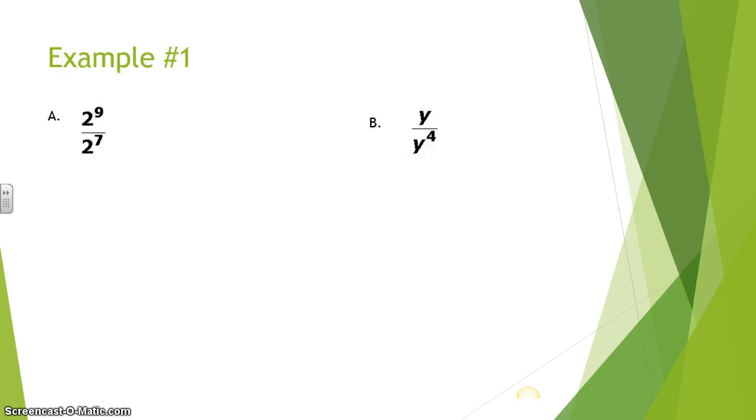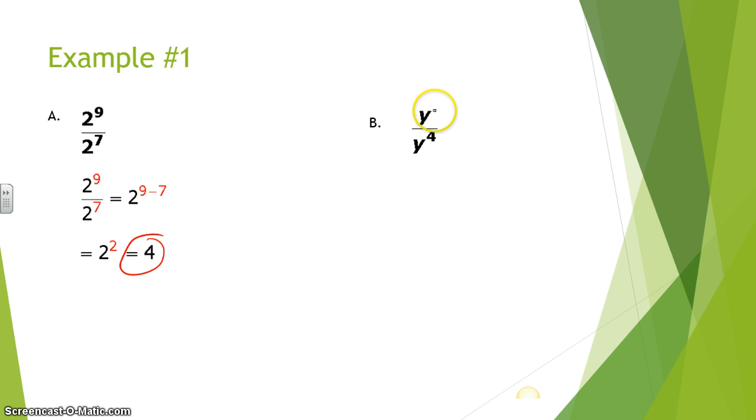Let's do some examples here. Here we have 2 to the 9th over 2 to the 7th. Notice my bases are the same value, but I'm going to be subtracting my exponents. So what we do here is we subtract 7 from 9. So we have 2 to the 9 minus 7, which becomes 2 squared, and our final answer is 4. You need to be writing out all these steps like the notes have shown, and I expect you to do the same thing in your bookwork as well.